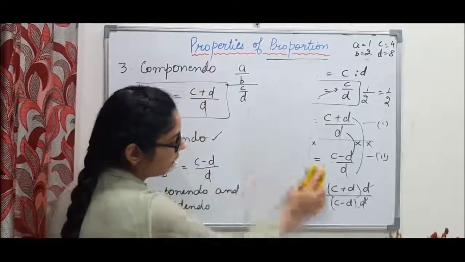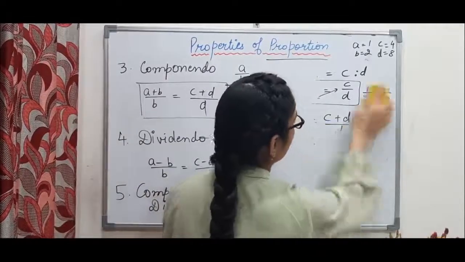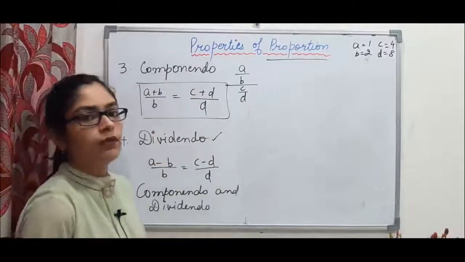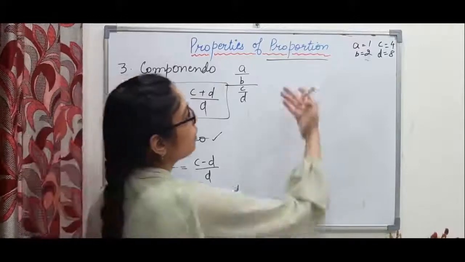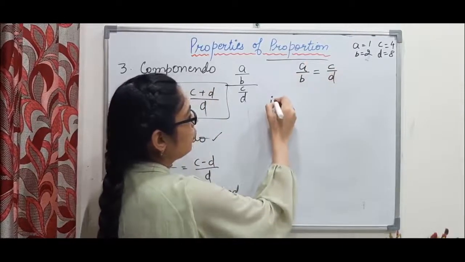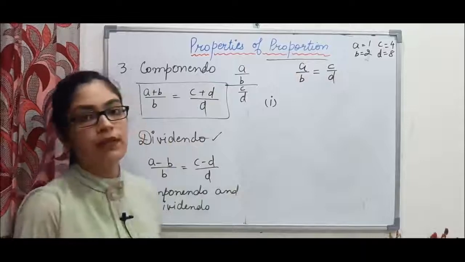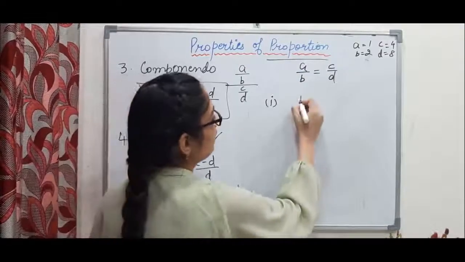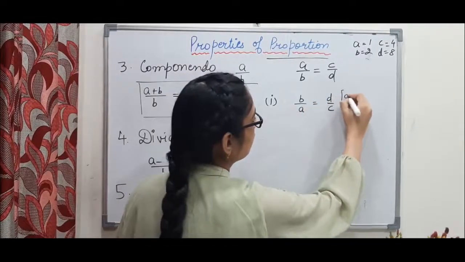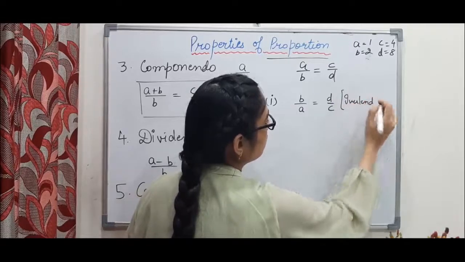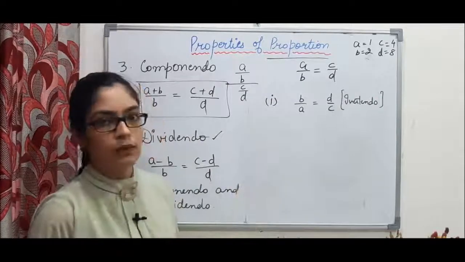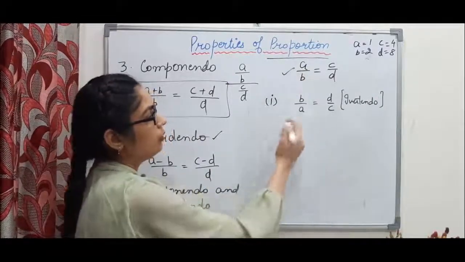The first property which I told you is invertendo. What was invertendo? You also try to recap along with me. Invertendo means if A by B is equal to C by D, then according to invertendo, the ratio of their reciprocals will also be equal. That is, B by A will be equal to D by C. This is by invertendo. When we do the questions, you will understand better how we will use this.